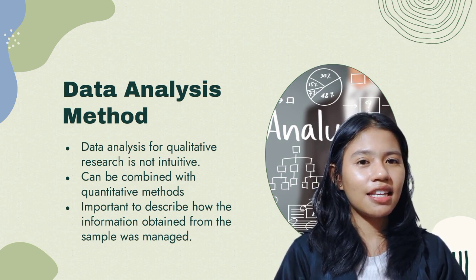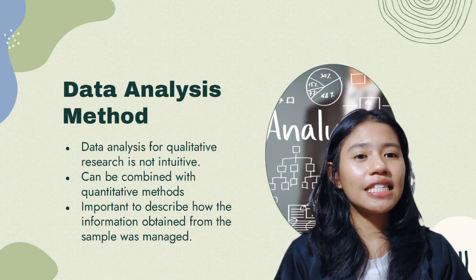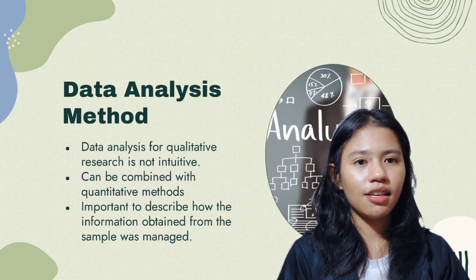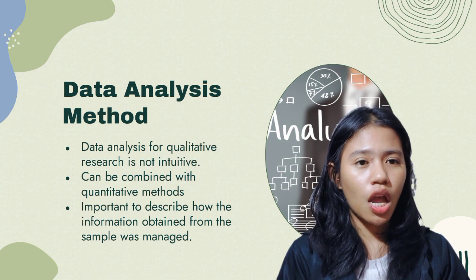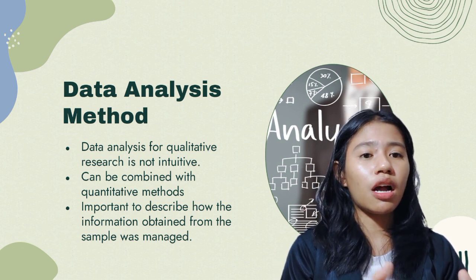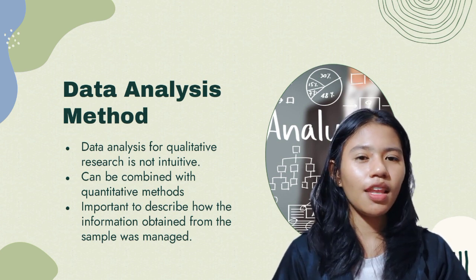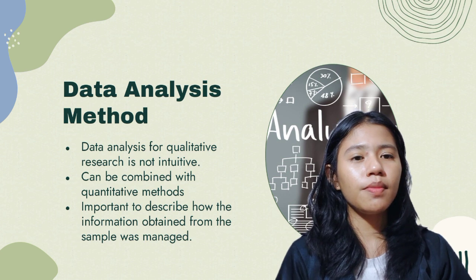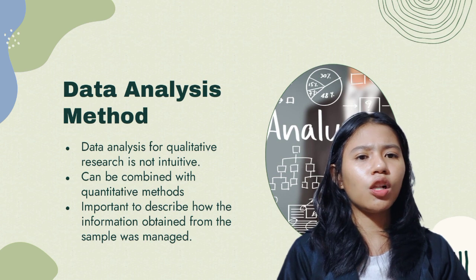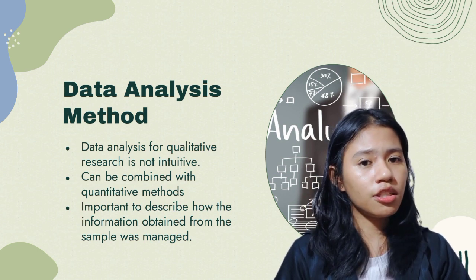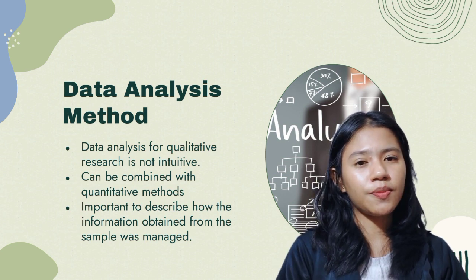Next, the second is that it can be combined with quantitative methods. Methods for analyzing data are highly varied, and on occasion, it can be combined with quantitative methods. When qualitative and quantitative methods are combined, it is called a mixed approach. Next, it is important to describe how the information obtained from the sample was managed. For example, include audio or video recordings, transcription, database storage, and written records.